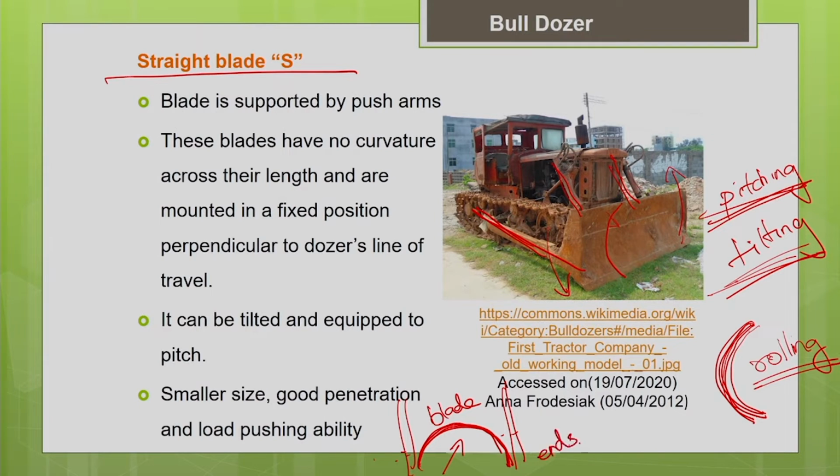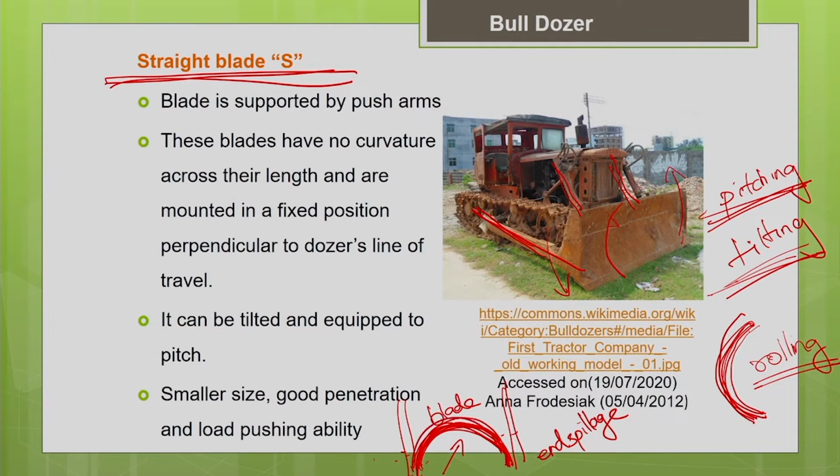To reduce the end spillage, some blades have the curvature in the horizontal plane also, that is along its length. So in the length also you have a curvature. Those blades are called U blades, that we are going to discuss later. What I am trying to say here is, in the straight blade you do not have the curvature in the horizontal plane. So this blade is straight, that means it has a curvature only in the vertical plane.